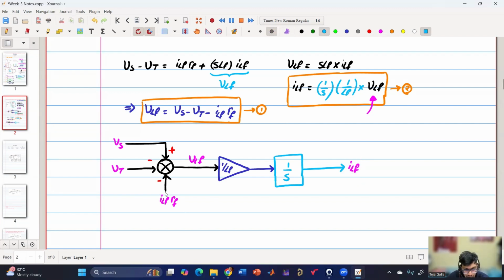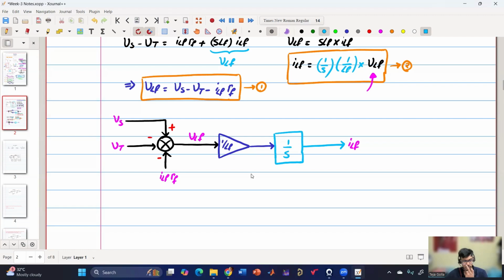Here I have the ILF output. Here I need ILF into RF. So how can I connect these two? A gain, very good. Basically, I am connecting a gain block RF, RF 1, and then I connect it. So that's why there is a loop here.